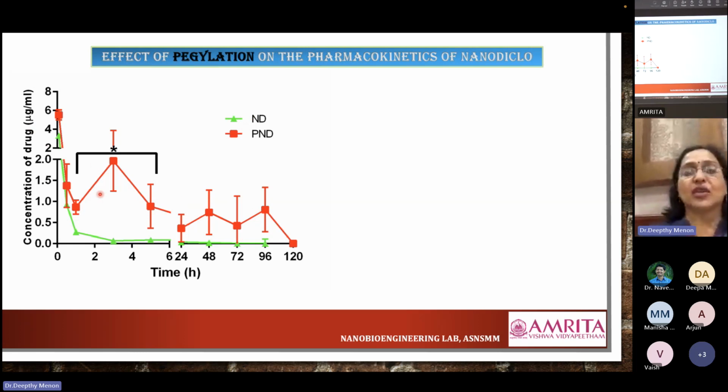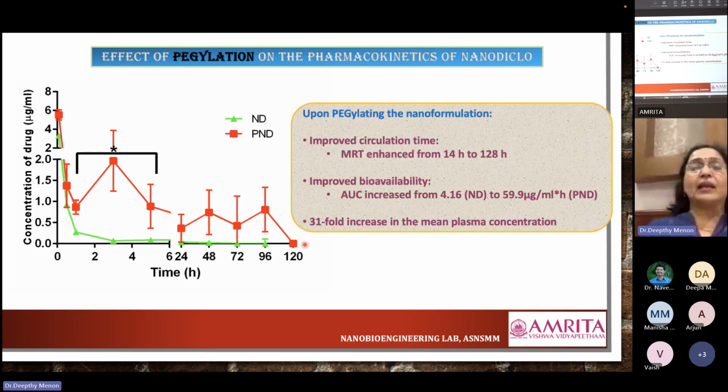So a much higher concentration of the drug as a function of time could be obtained, and drug release could be sustained even up to 120 hours. All good. Area under the curve was substantially enhanced. A 31-fold increase in mean plasma concentration was achieved.